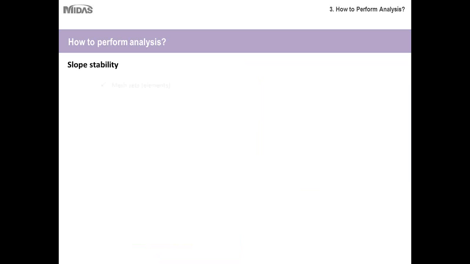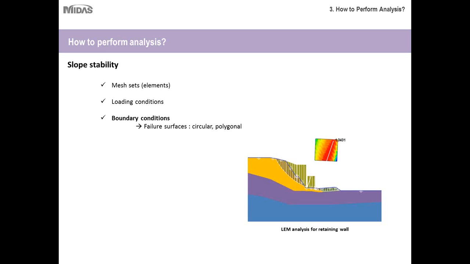Then slope stability. So the initial step remains the same: mesh sets, loading remain the same, and then the boundary conditions. Now here engineers have to define the failure surface, whether it is circular or polygonal. So you can see like this. So you essentially define the grid for the LEM method, and you can see the various wedges that are created for analysis, and then you can simulate the construction stages.